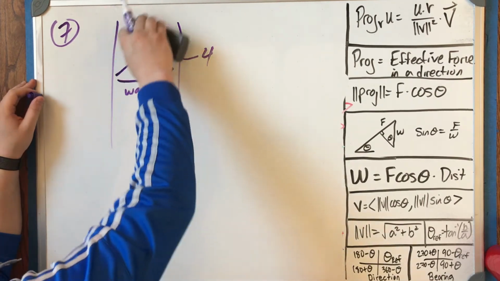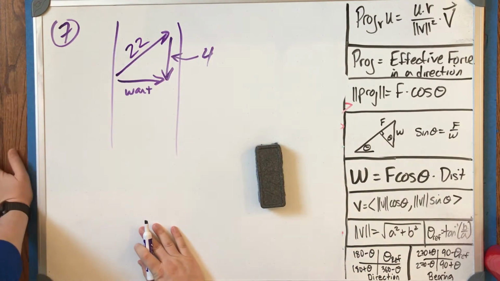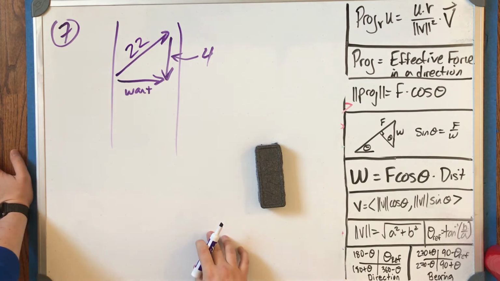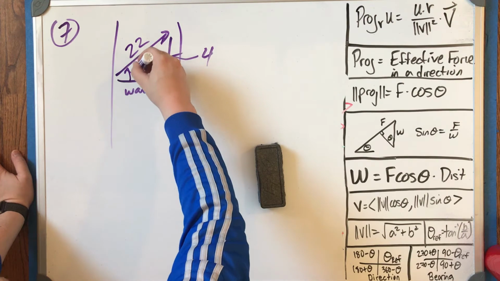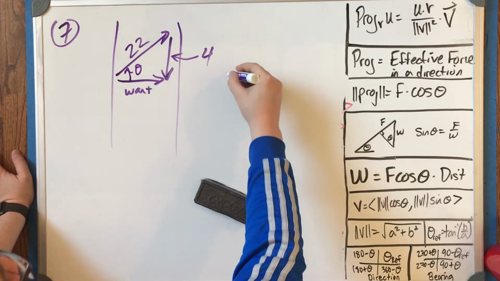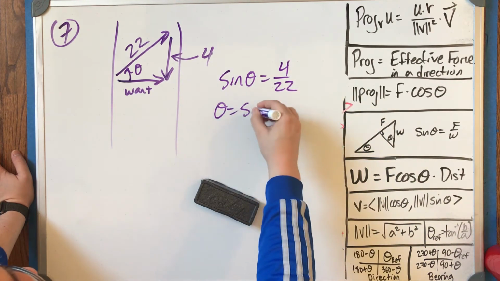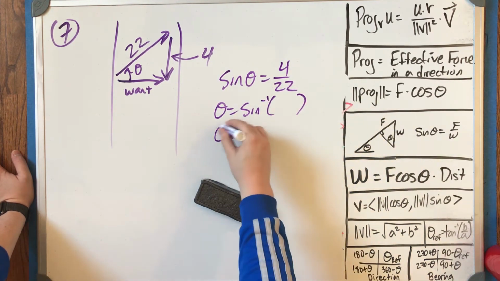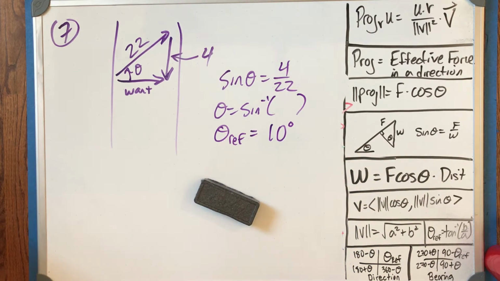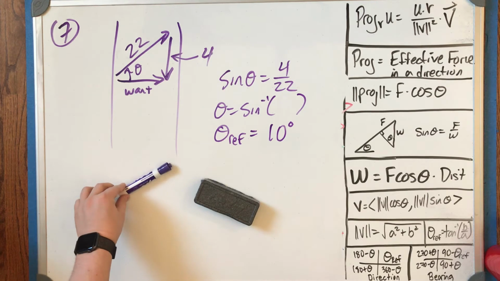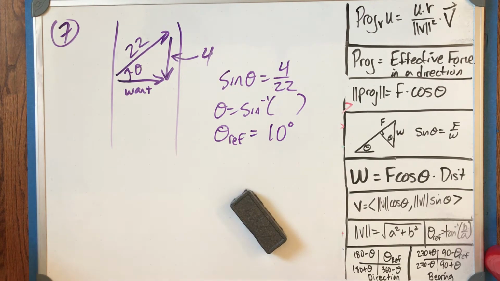So that's not going to be 16, that was the last problem. That's going to be the 22 that this boat is capable of, and this is what I want to find then. So what direction? Again, I'm just going to find this theta value. So in this case, it's sine theta equals 4 over 22. So I'll just do sine inverse of that, and I'll get a little reference angle here of approximately 10 degrees. So the boat needs to angle itself 10 degrees upriver so that the current will push it so that it moves straight across.